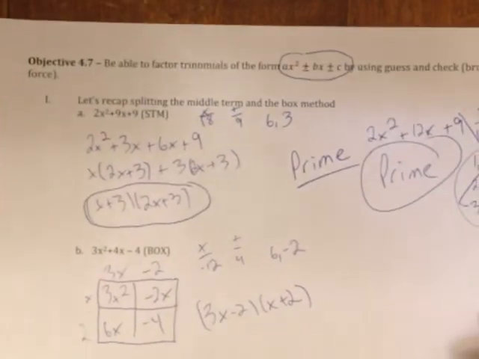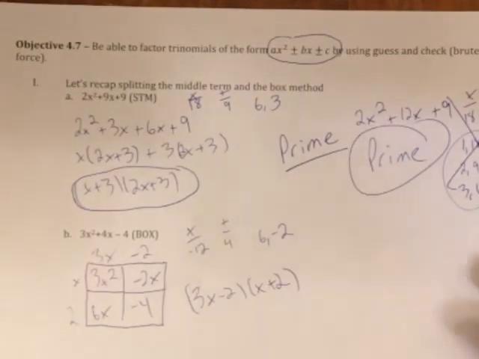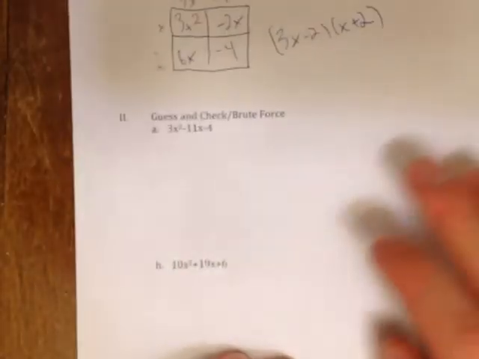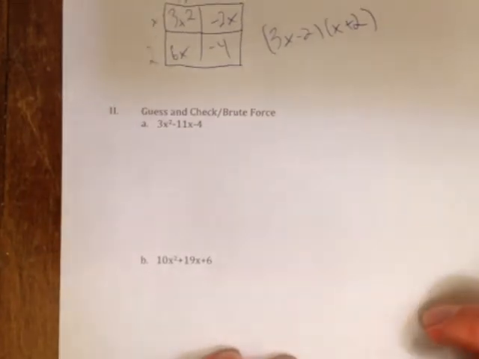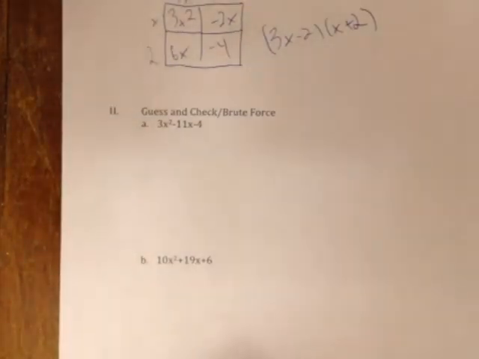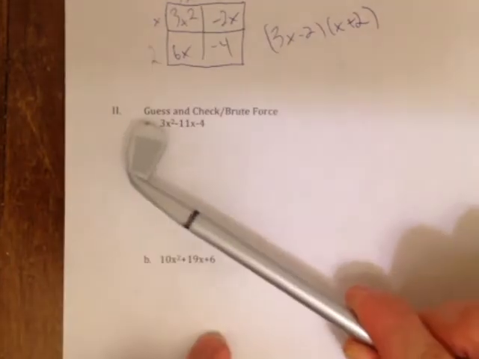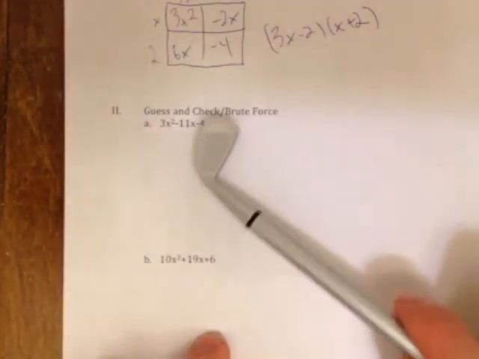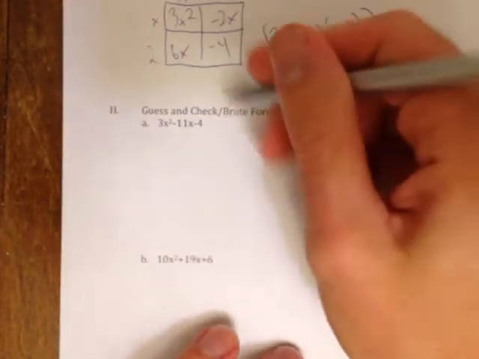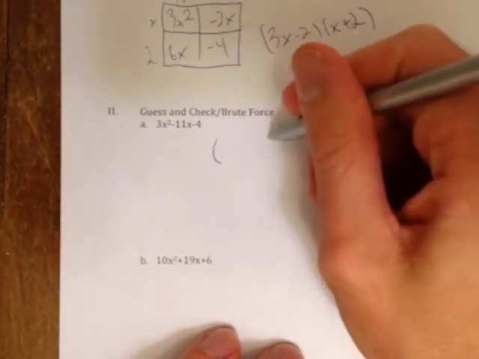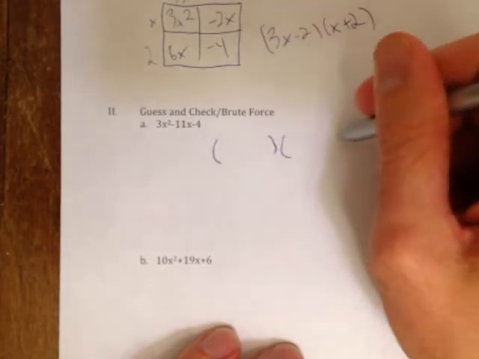Sometimes mathematicians like to call guess and check brute force, basically where you try to figure it out. So here's how the brute force method works. Now this works best on polynomials where that leading coefficient and that final coefficient there are relatively easy numbers with few factors. Okay, the reason this works so well is because here's what you're going to do. You're basically just going to make two sets of parentheses.